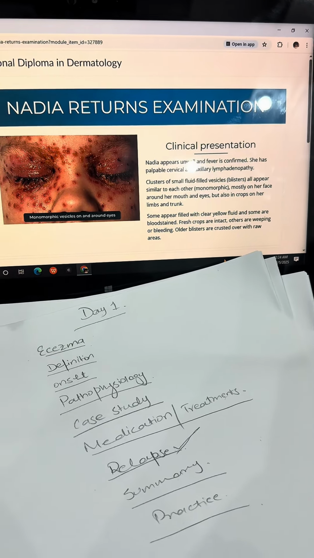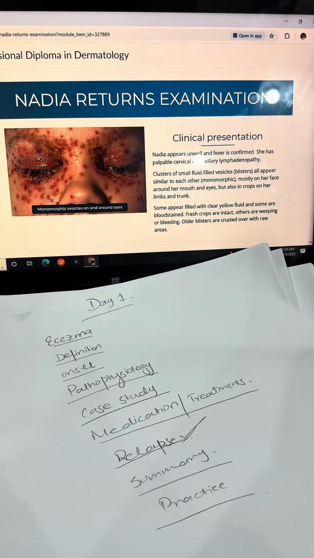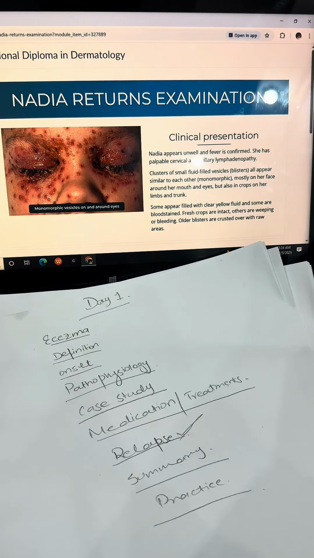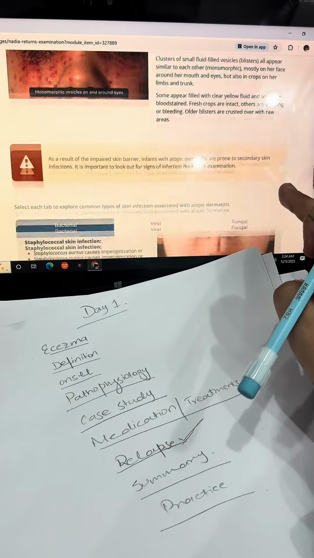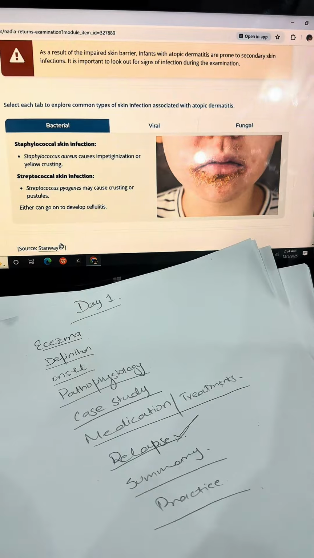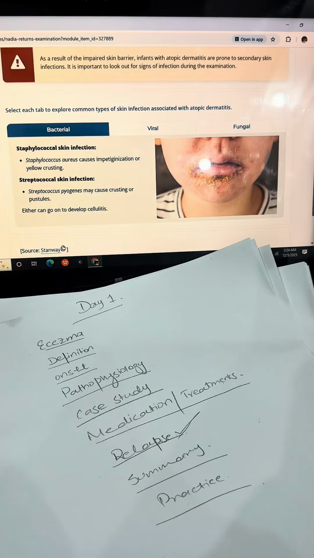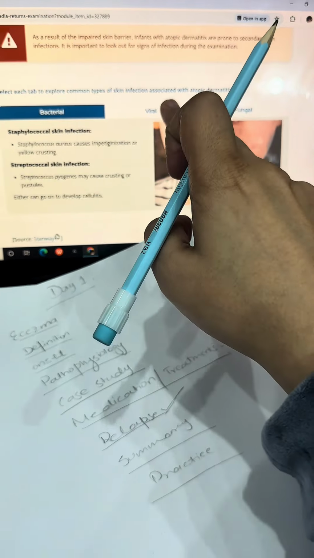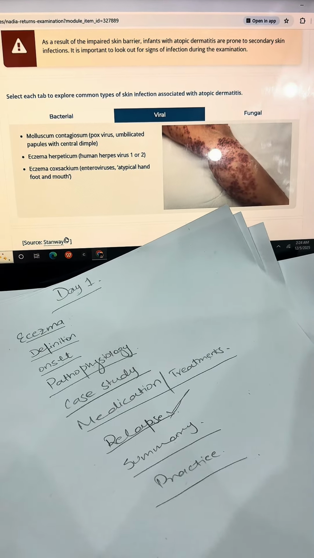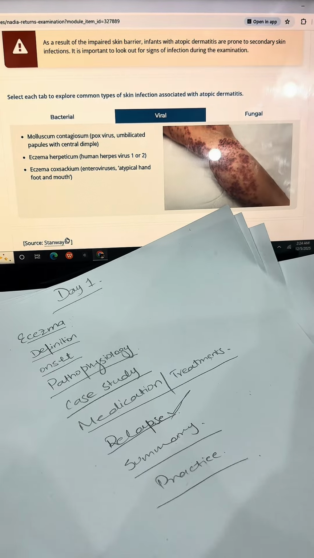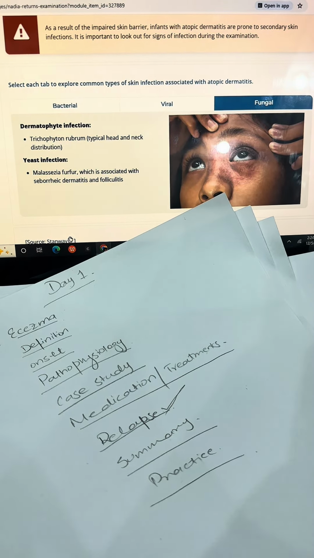A cluster of small fluid-filled vesicles, blisters, also appears, each monomorphic. Monomorphic means all have the same pattern. It may be bacterial: Staphylococcus impetigo with yellow crusting, or Staphylococcus, or maybe cellulitis. In viral, it may be molluscum contagiosum, pox virus, eczema herpeticum. In fungal, it may be dermatophyte infection or yeast infection.